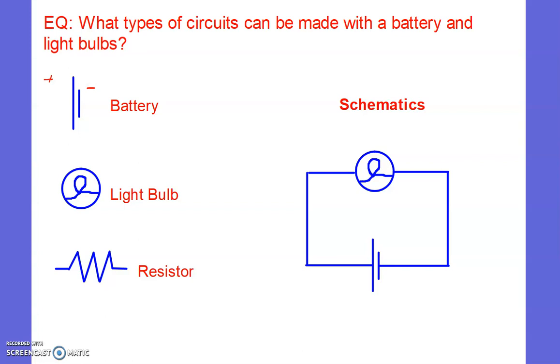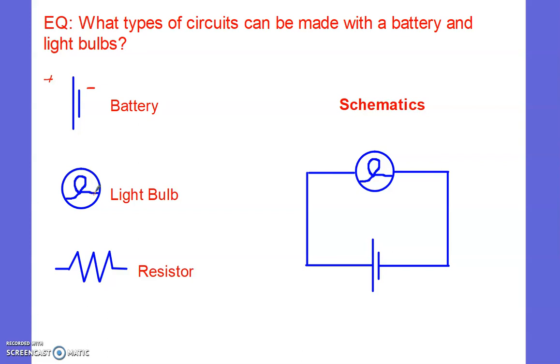For a light bulb, we draw a circle, which is supposed to represent the outer casing of the light bulb, the glass part. Then we draw a squiggly line in the middle, and that's supposed to represent the filament within the light bulb, that piece of metal that glows as it gets hot.